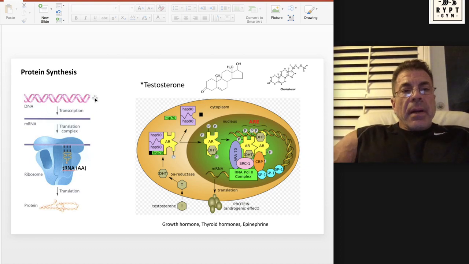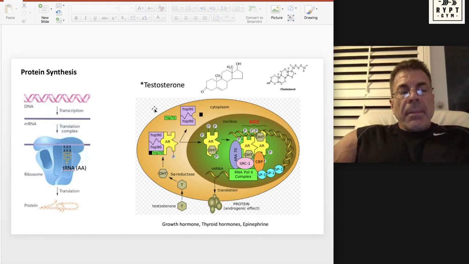So the amino acids in the cytoplasm get built into chains called proteins. How does that happen? Well, the cell nucleus is really the CPU of the computer. Testosterone is one of the main stimuli to say, hey, cell, make muscle proteins.